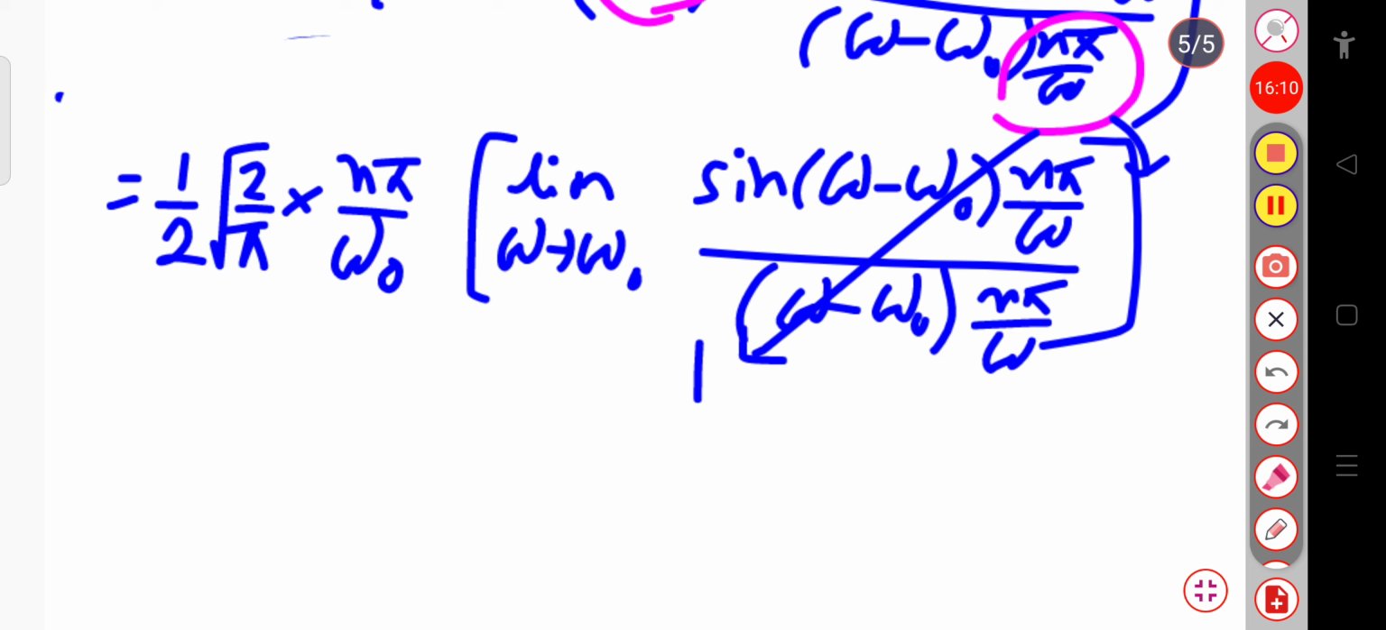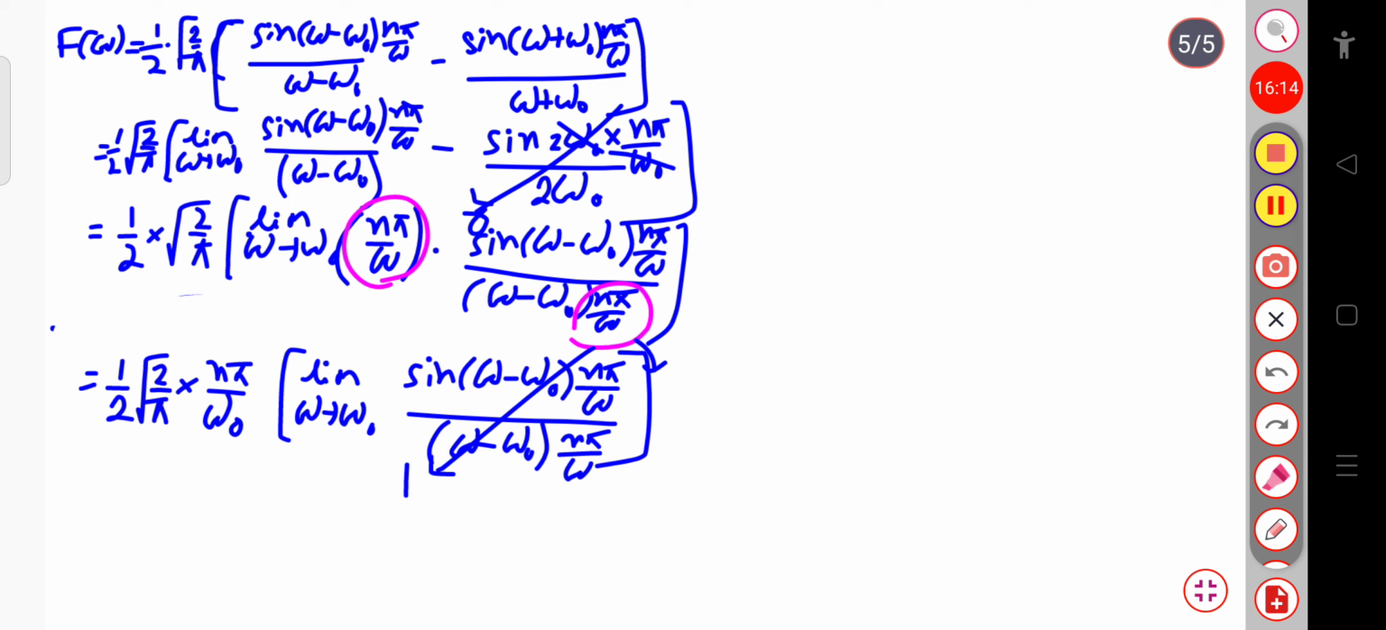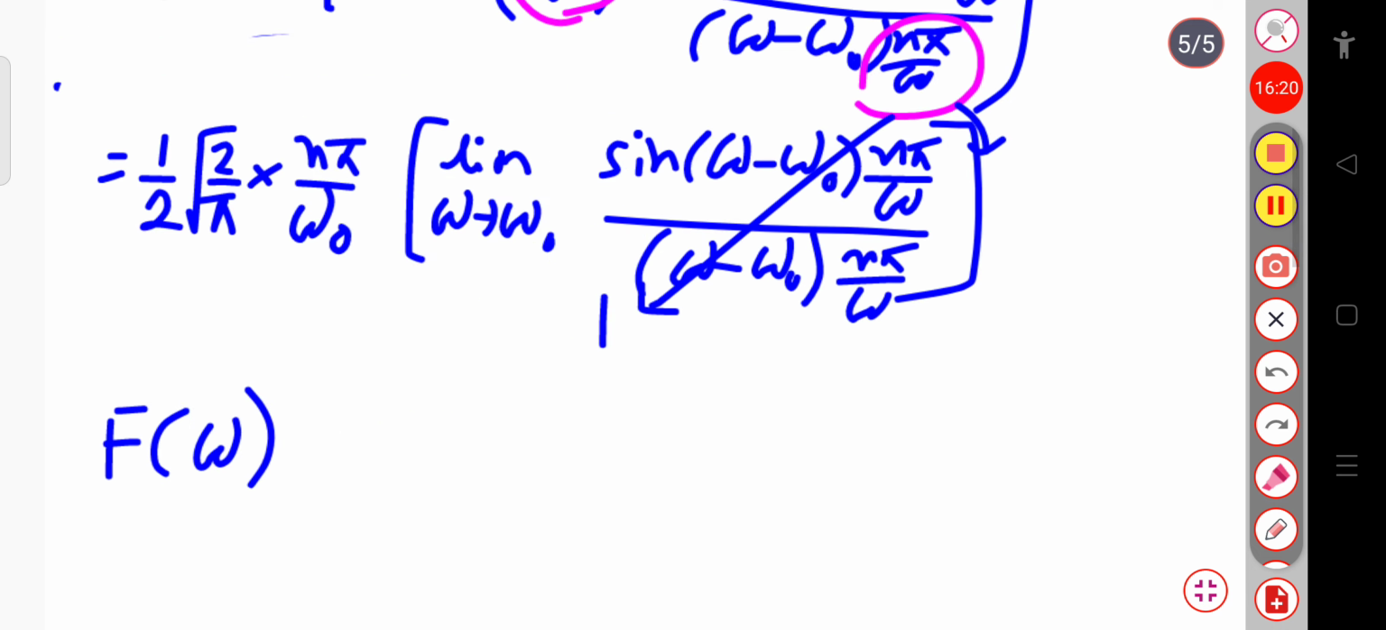Okay, so here you can see that this f of omega value is equal to, if we cancel this 2 with the root 2, then this will be 1 by root over 2 pi.